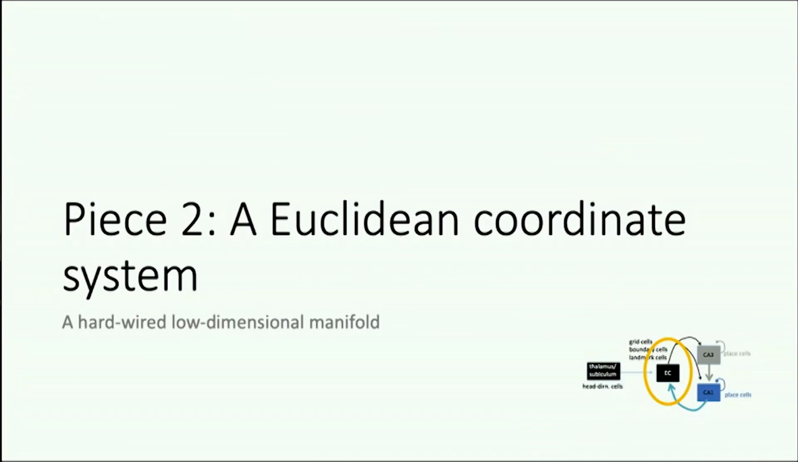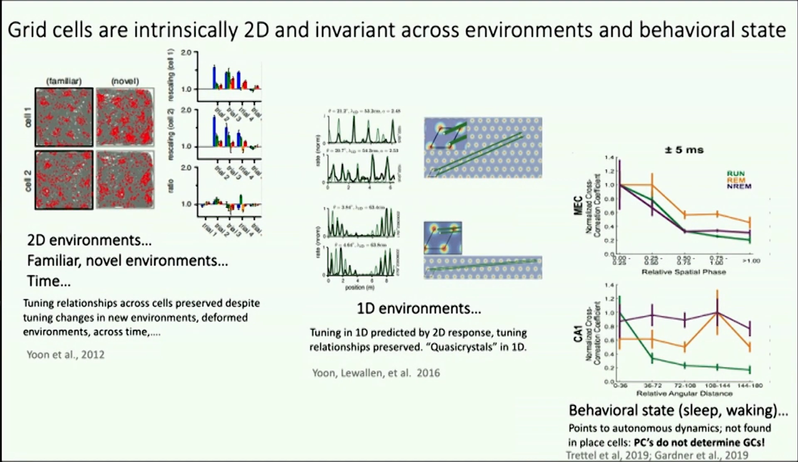So now we're going to talk about piece two. Instead of a one-dimensional ring compass, we're going to talk about a two-dimensional Euclidean coordinate system in the brain. We've moved from the thalamus to the entorhinal cortex in the circuit, and this entorhinal cortex contains these remarkable cells called grid cells.